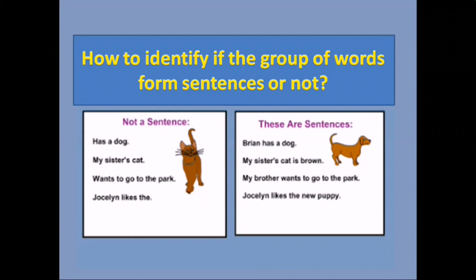See the second column. Brian has a dog. My sister's cat is brown. My brother wants to go to the park. Jocelyn likes the new puppy. All these give complete meaning and thus are sentences.